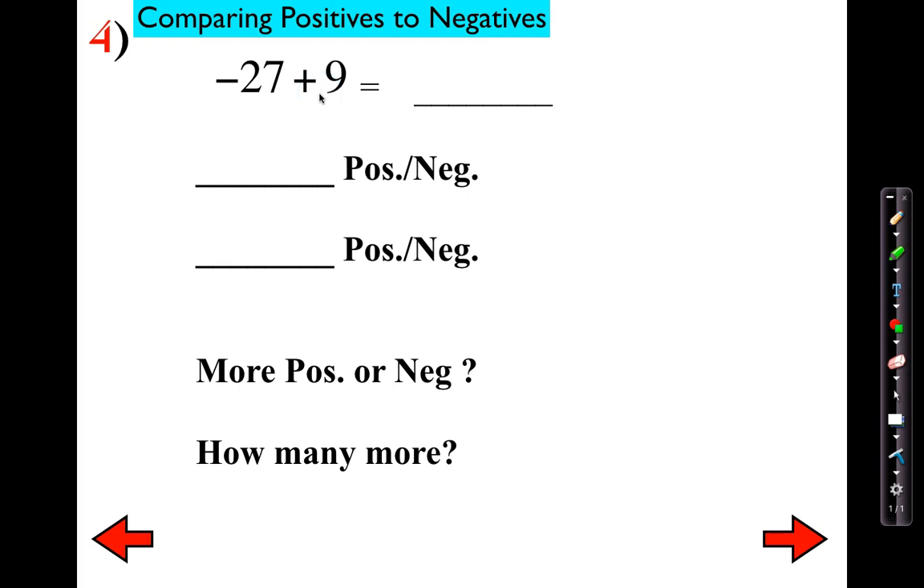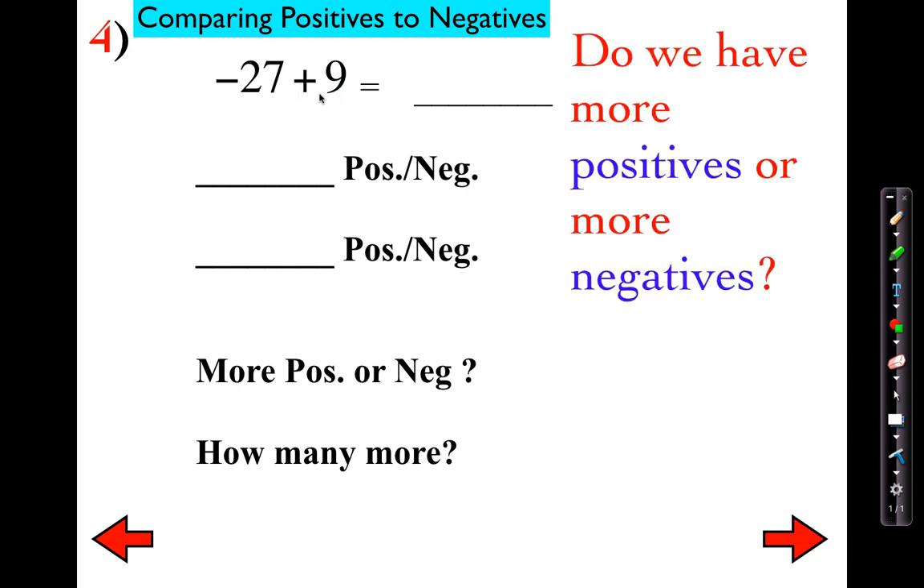Okay, let's try number 4. Here, we're going to ask ourselves the same question. Are there more positives or are there more negatives? Hopefully your answer is there are more negatives. So let's go ahead and start with the negatives first. How many negatives do we have exactly? Well, there are 27 negatives. Well, this is positive, so I'm not going to count that. So I'm going to go ahead and write 27.